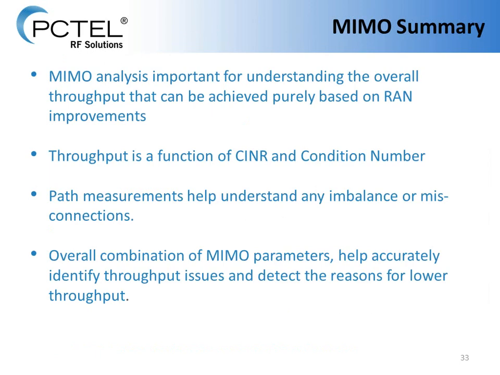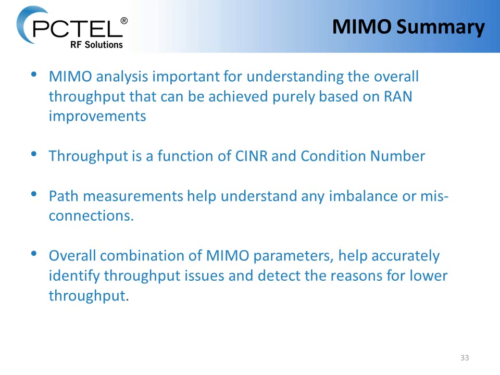From a MIMO perspective, MIMO analysis is important for understanding the overall throughput that can be achieved purely based on RAN improvements. The reason for that is when you use a scanner to look at MIMO, you will be looking at the RAN. So therefore, anything that you see only applies to the RAN. You're not necessarily seeing any of the issues of the backhaul or the server loading that you would with the UE. The other important points to remember are that throughput is a function of CINR as well as condition number.